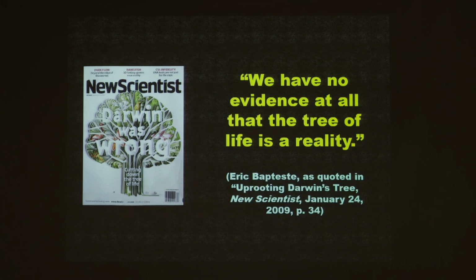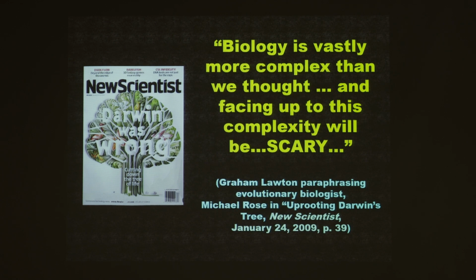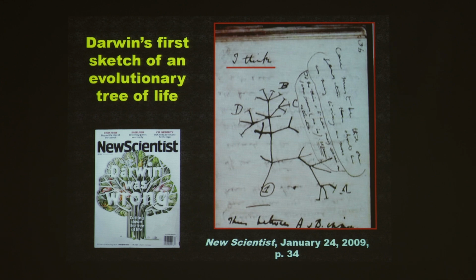Why would they do such a thing? We have no evidence at all that the tree of life is a reality. That's what they said. Why is that? Biology is vastly more complex than we thought. And facing up to this complexity will be scary. As we're continuing to dive deeper into cells, into DNA, into genetics, what are we finding? Less and less and less similarity. And so they're realizing we can't connect all these creatures together like we thought they were so similar. There are more differences than we realized existed.